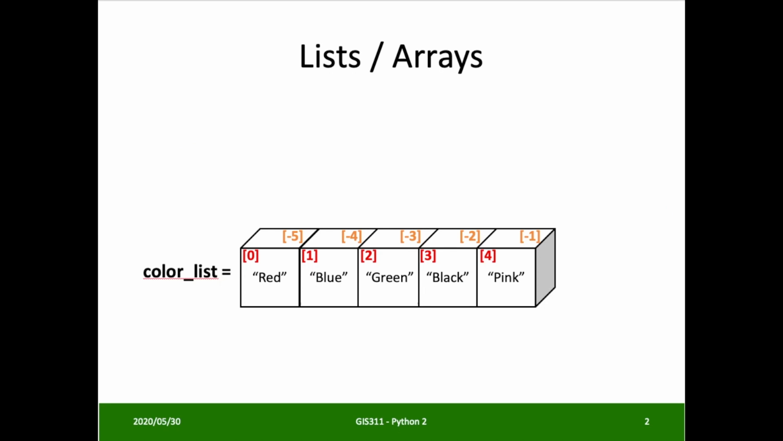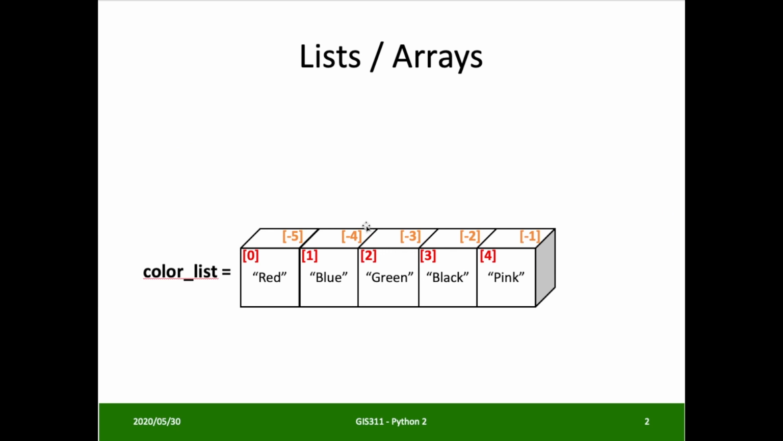So firstly, I just want to quickly review a couple of data structures that you should be aware of by now. The first one is a list or an array. They are very similar, so I just group them together in this situation. In this case, we have a list with colors: red, blue, green, black, and pink. Each of them in their little box has a specific position. If we count from the front, we start at 0, 1, 2, 3, 4. But if we start at the back, it's -1, -2, etc.